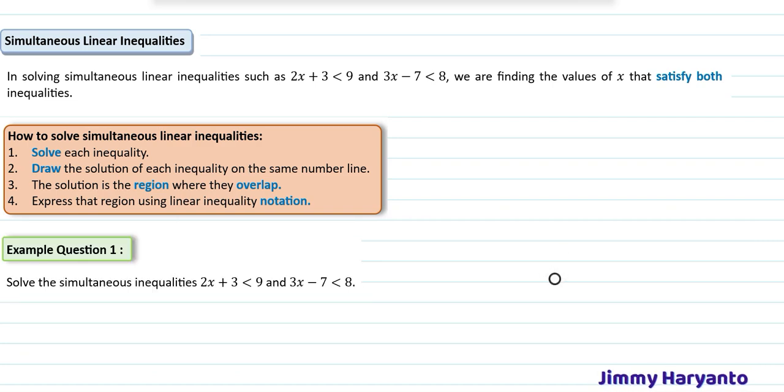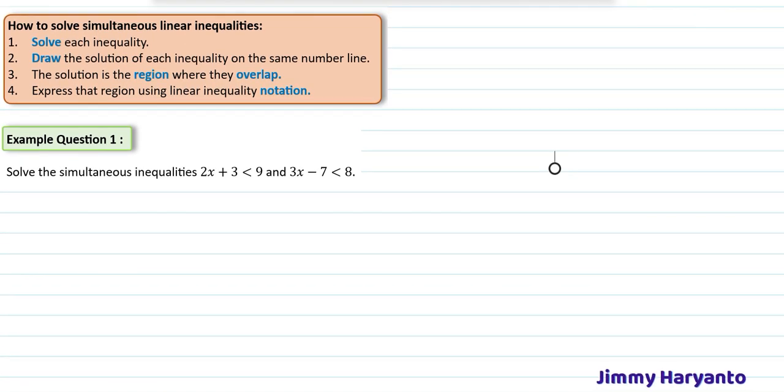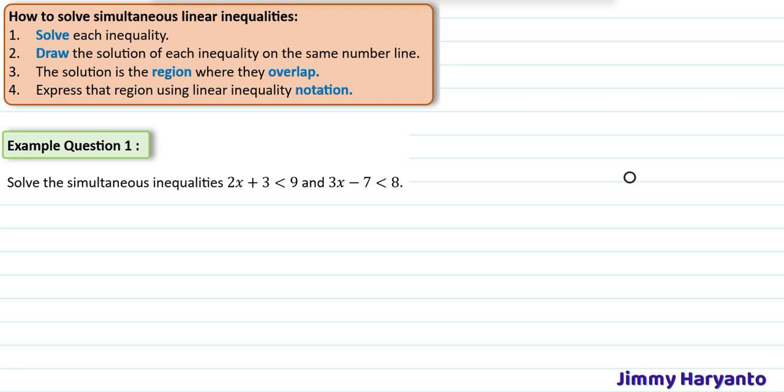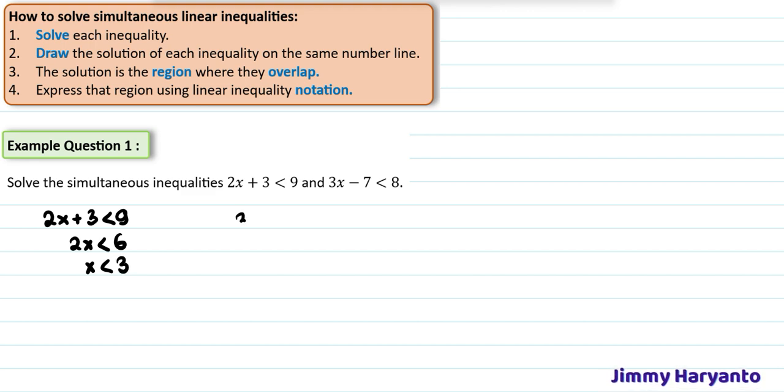Okay, I have an example question. Example question 1, solve the simultaneous inequalities 2x plus 3 less than 9 and 3x minus 7 less than 8. So we'll go to the first step, which is solve each inequality. So I have to solve this one first. 2x plus 3 less than 9, and then 2x less than 9 minus 3 equals 6, so x less than 3. And then for this one, 3x minus 7 is less than 8. That means 3x less than 15. So x is less than 5.